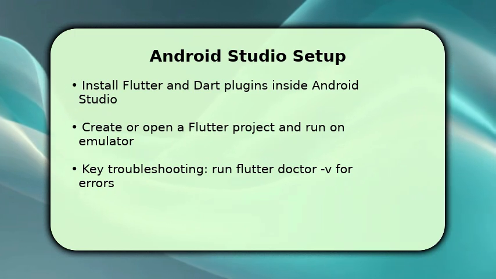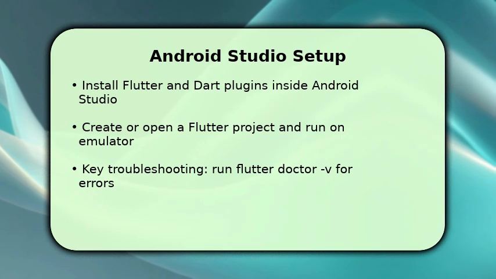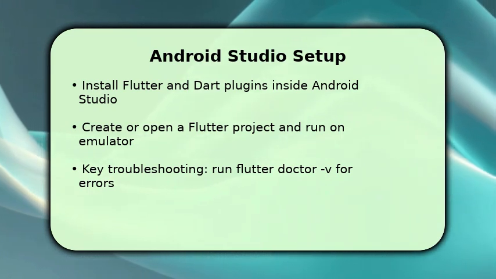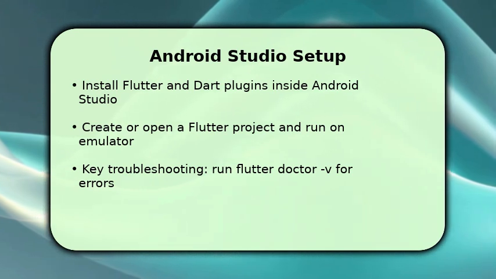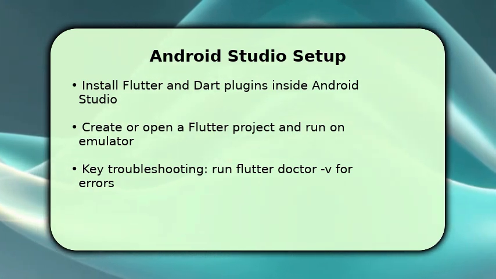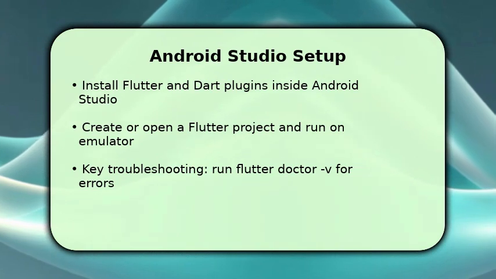If the build fails, check the Run console and then execute flutter doctor -v in a terminal for verbose diagnostics. If you see license or SDK path errors, accept licenses with flutter doctor --android-licenses and recheck your ANDROID_HOME path. This single tip solves most final blockers.